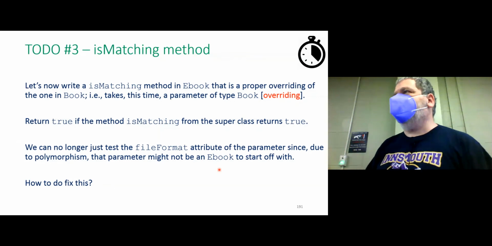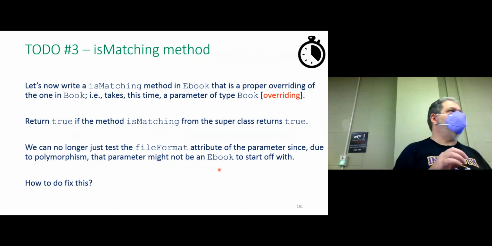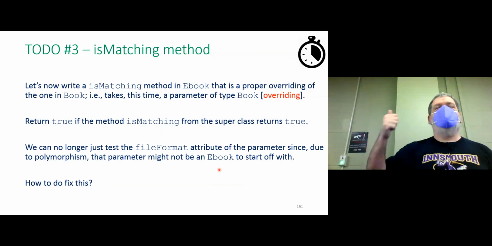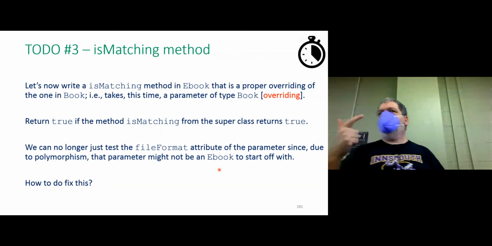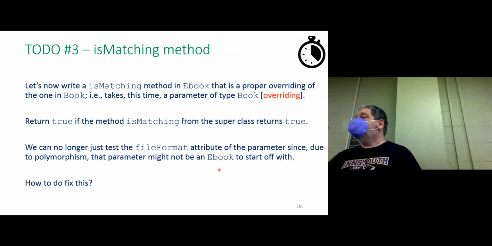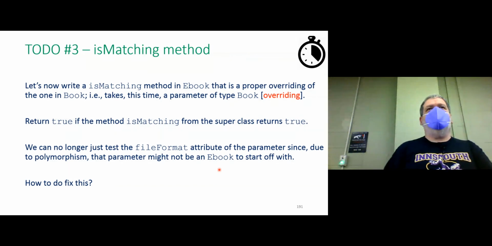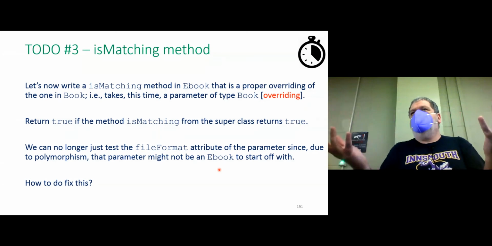What's the rule with overriding? You have to stick exactly to the definition of the method. So the name of the method needs to be isMatching, just like the superclass. The return type needs to be boolean, just like the superclass. The number of parameters needs to be 1, just like the superclass. And the data type of that parameter needs to be Book, just like the superclass. So now we're going to have two versions of isMatching in Ebook: one that takes an Ebook, the one we wrote on the last slide, and a new one that we're going to write right now that overrides the one from the superclass that takes a book as parameter.